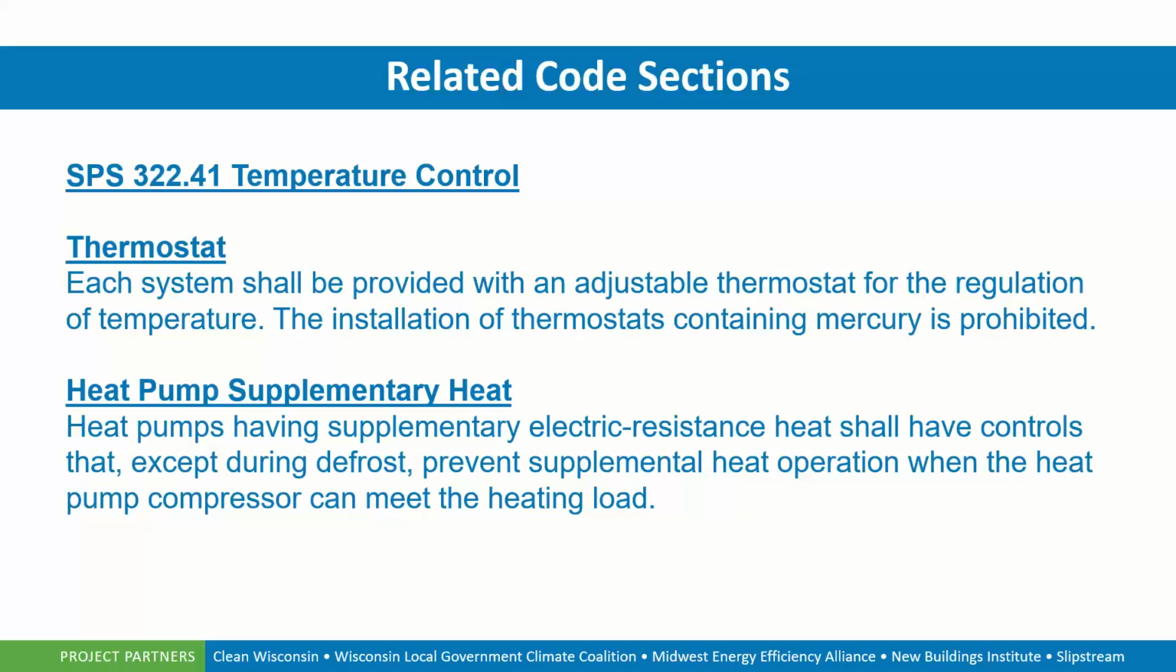Note that the UDC does not specifically require the use of a programmable thermostat, just that each system should be provided with an adjustable thermostat for the regulation of temperature. And of course, mercury-based thermostats are prohibited from being installed. And if we have a heat pump in the home, the supplementary heat guideline says that the controls, of course, will prevent that supplemental heat from operating when the heat pump compressor can meet the heating load requirements.